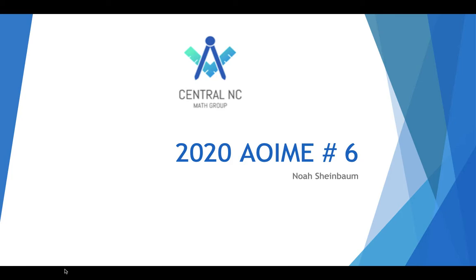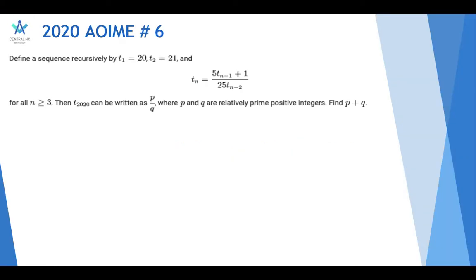Anyway, let's get started with the problem. So we have this sequence which is defined by t1 equals 20, t2 equals 21, and then every subsequent term for n greater than or equal to 3 is defined by this fraction here. T2020 can be written as a fraction p over q, where p and q are relatively prime. It wants you to find the sum of p and q.